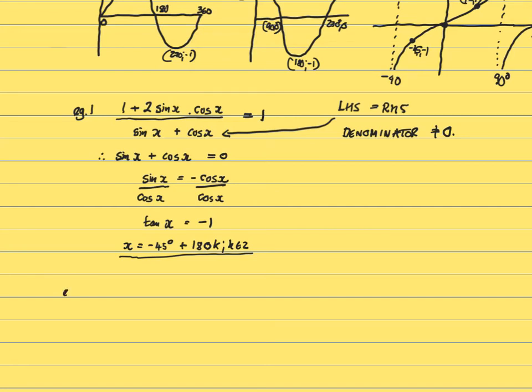Okay. Right, example number 2. The question says, state the restrictions on (1 + sin θ) / cos θ, which is equal to cos θ / (1 - sin θ).